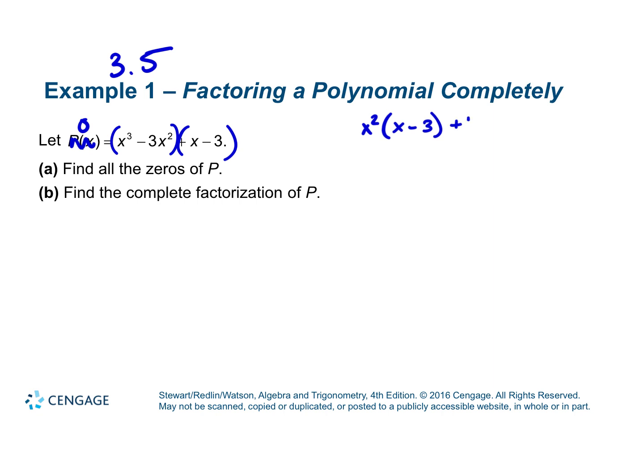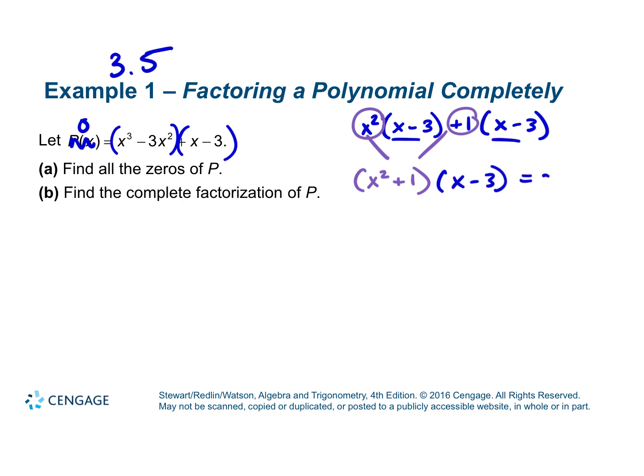What's the GCF from our second group? 1. Awesome. We don't have a GCF because it's already x minus 3, but we have to take out that 1. Then we're going to take the 2 things on the outsides and put them together: x squared plus 1. And then the 2 things on the inside are going to go just as 1, x minus 3.